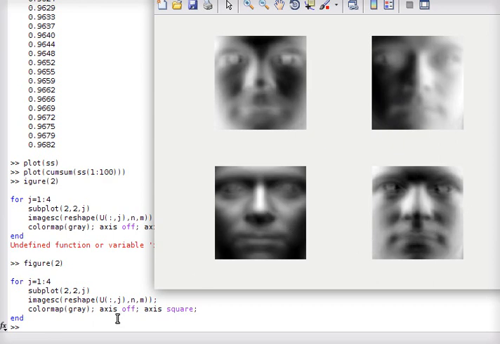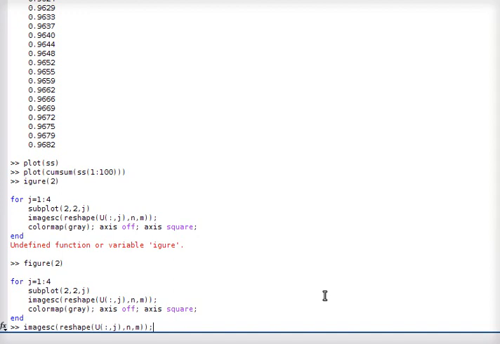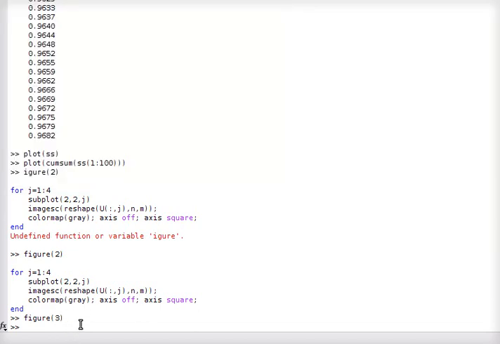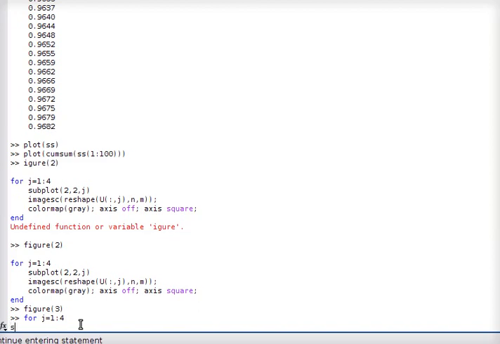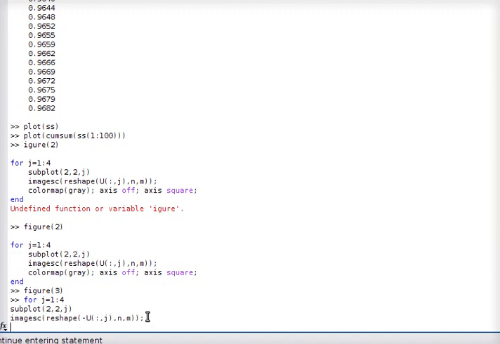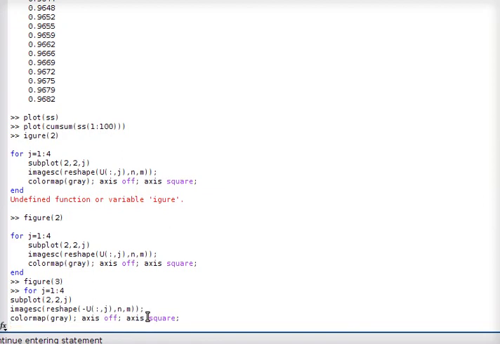What else is interesting is what happens if you plot the photographic negative of these. Let's go ahead and do that. Maybe I'll use a different figure for that. For j equals 1 to 4, subplot 2, 2, j, imagesc, reshape negative u. Negative u is the photographic negative, by the way. That makes it easy. Colormap and end.